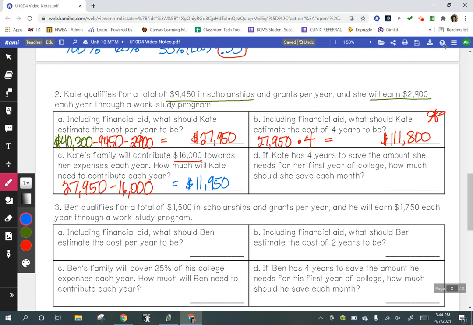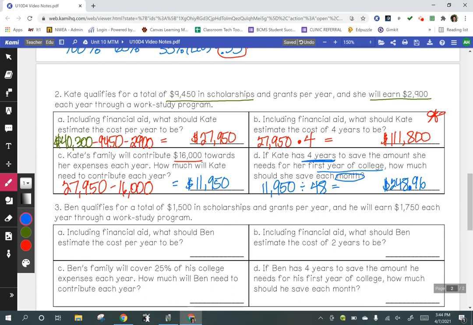Now, if she wants to start saving for that before college in high school, she's going to save for 4 years in high school. How much will that first year cost if she saves? How much will she have to save each month? So once again, we're taking that $11,950. It's months, 4 years, so that's 48 months. And when we do that, we get $248.96. Okay? So every month while she's in high school, even the summer, she has to get that much money. Otherwise, she's going to fall behind.